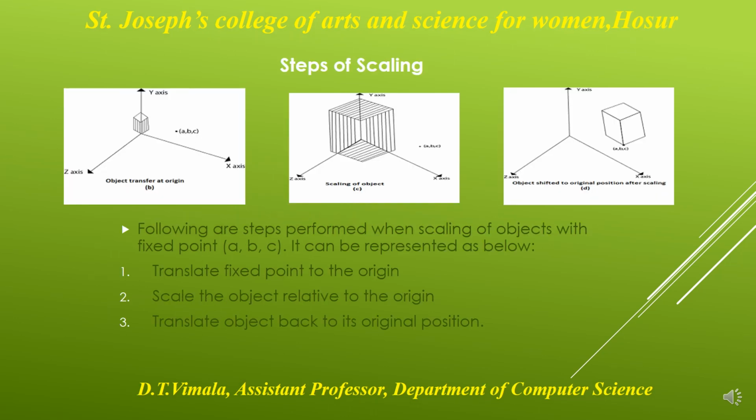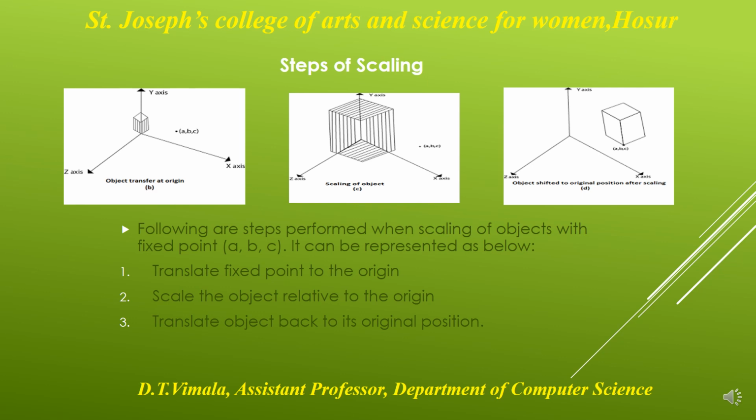It is the same process as in the 2D transformation: we multiply the values. It is the same process that we are going to do here. So here we see how the scaling process is to be performed. Following are the steps to be performed when scaling an object with a fixed point (a, b, c). It can be represented as follows.